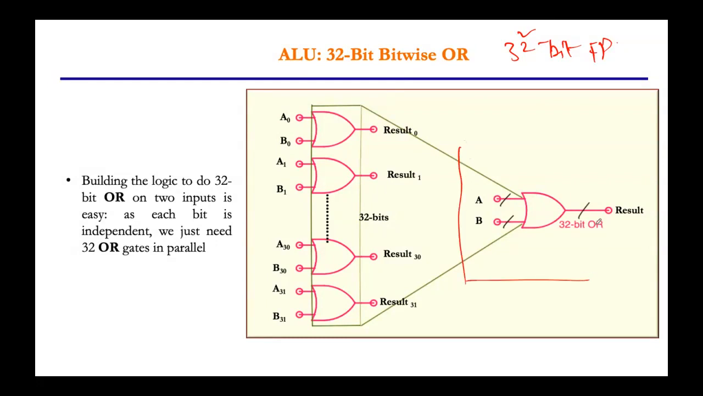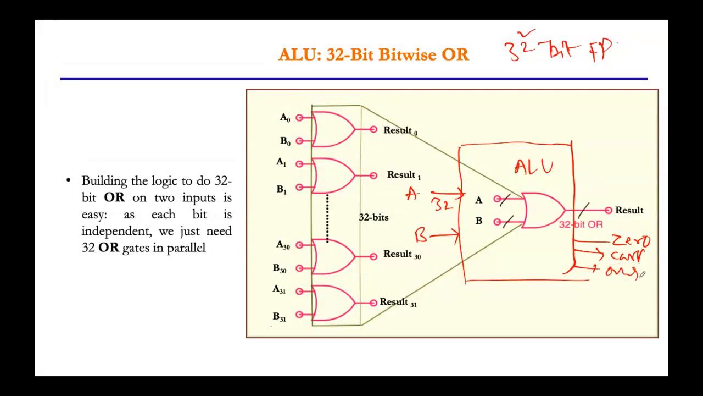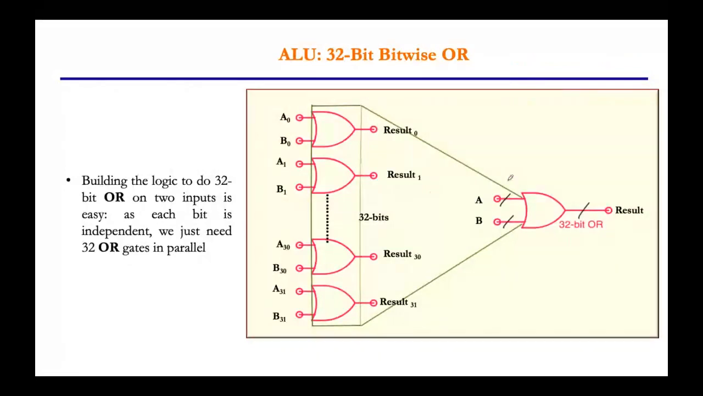So in this interface, it takes your 32 A bits and 32 B bits. It's an ALU. The result will come. Then you may find your zero, carry, and overflow, right? And then you are giving the 2-bit control signal to select this. So to build this one, it requires 32 OR gates.